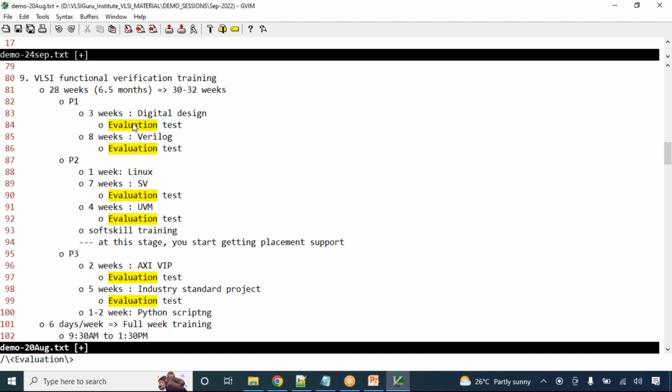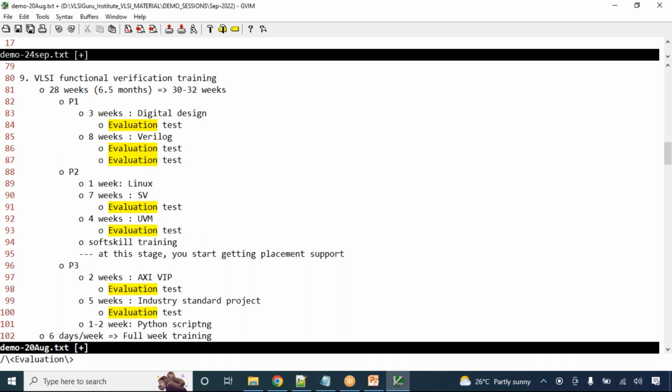Once you are done with digital, one evaluation test. Again, in Verilog itself, there will be 2 evaluation tests. Verilog itself is divided into 2 parts: Verilog language and Verilog projects. This goes for around 3 weeks, 4 weeks. 1 week is actually a gap.